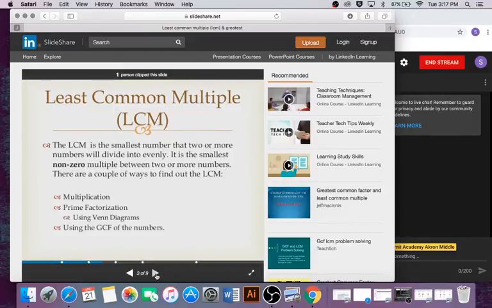So the least common multiple is the smallest number that 2 or more numbers will divide into evenly. It's the smallest non-zero multiple between 2 or more numbers. So we can find it out through multiplication, prime factorization, or using greatest common factors of the numbers.